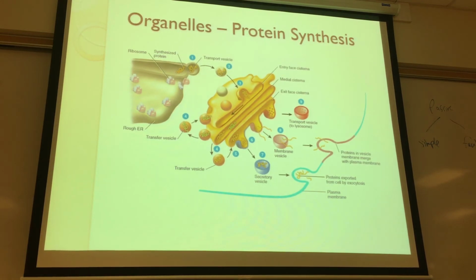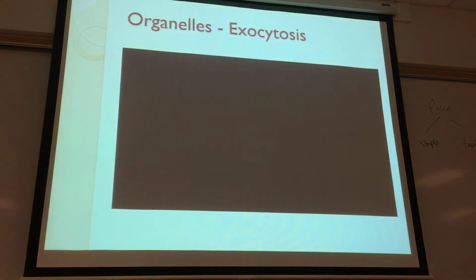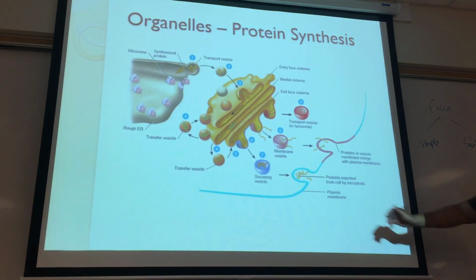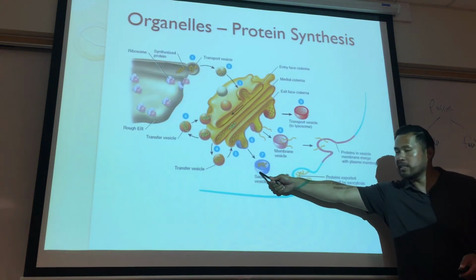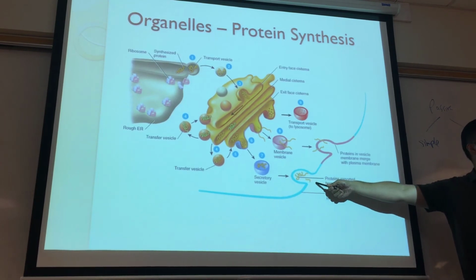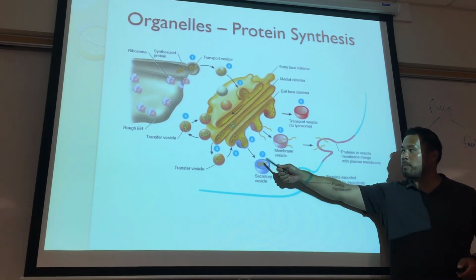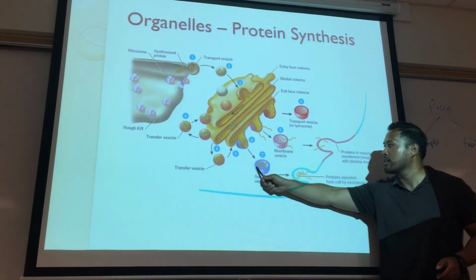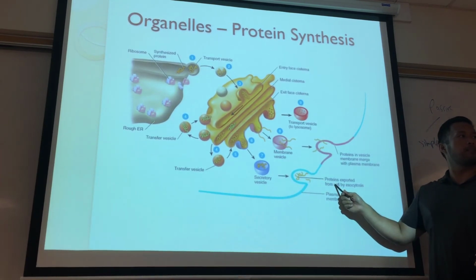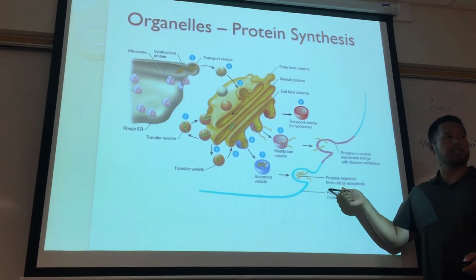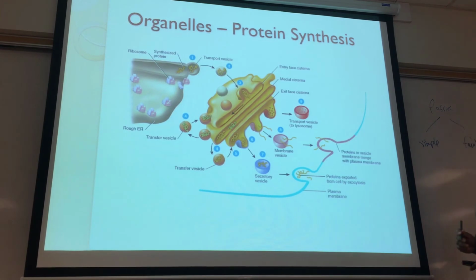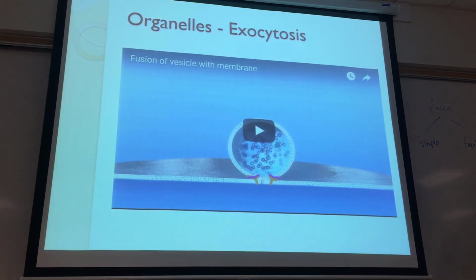So with that, let's take a look at that example. If I were describing this path right here, the secretory vesicle, this is an example of exocytosis. This is where the protein that's made and packaged by the Golgi apparatus makes its way out of the cell. Exocytosis, the exit of that protein. And this is a video showing you how that's done.